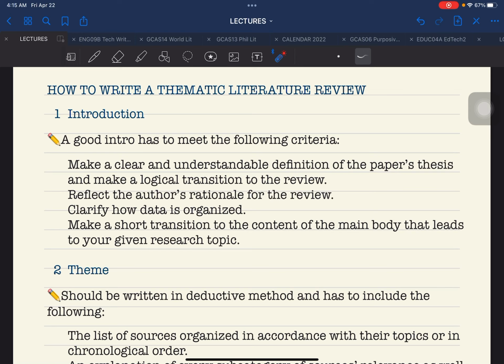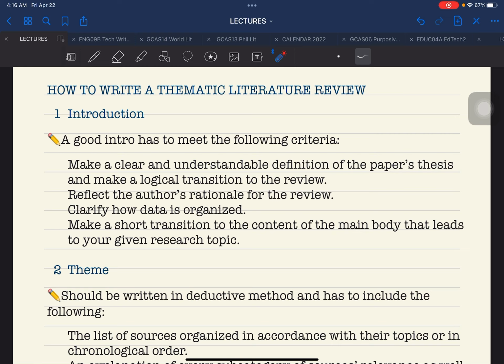Okay, so the first part is the introduction or the introductory statement. The introductory statement contains the following and requires you to include the following. A good intro has to meet the following criteria. Number 1, make a clear and understandable definition of the paper thesis and make a logical transition to the review. So the introductory statement will prepare the readers for what they will be able to expect while reading that particular part in relation to the study that they are trying to critique or analyze.